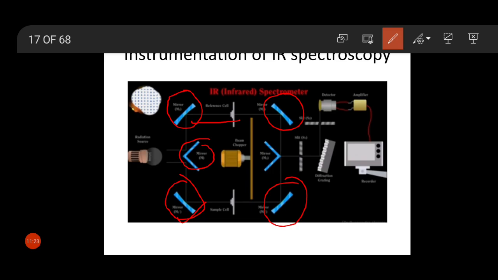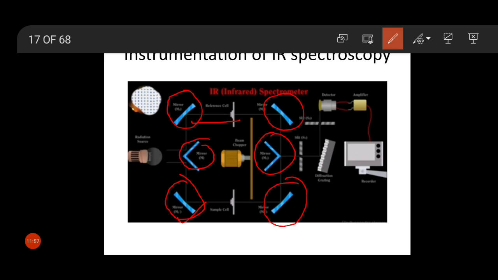And finally M3 dash. So when the radiation reaches the chopper after the reference and sample cell, the chopper alternately sends the reference and sample radiation towards the mirror M2 and M2 dash, and finally mirror M3 dash. First, taking the reference radiation for explanation.